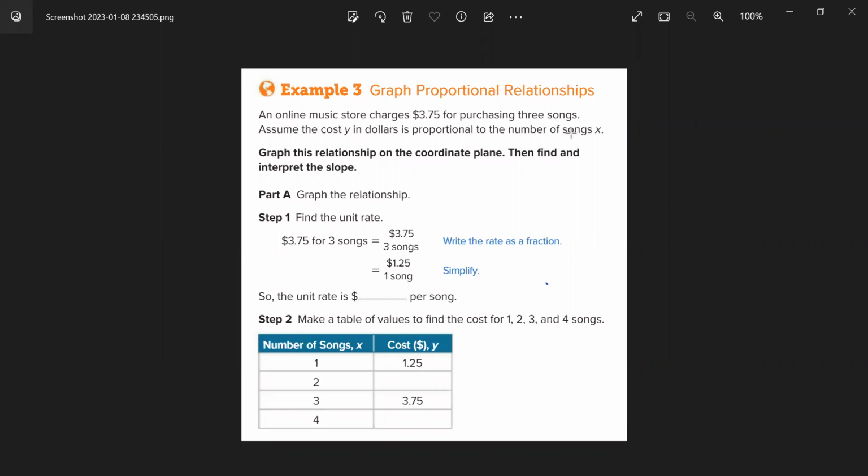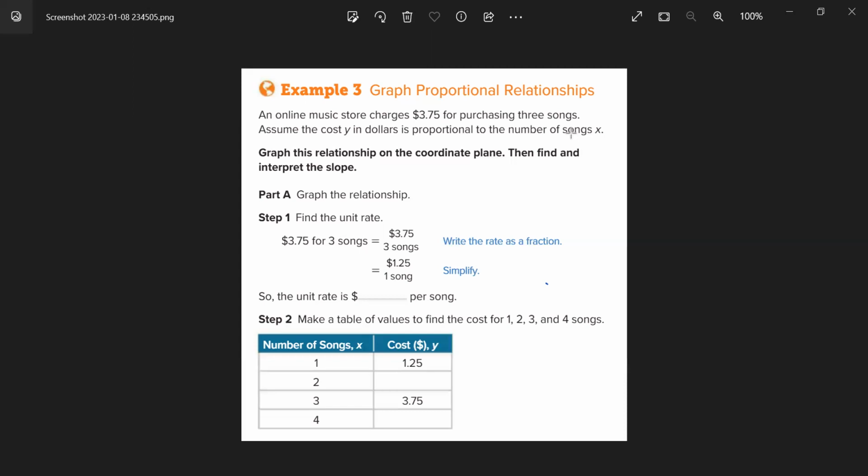In example number 3, it says an online music store charges $3.75 for purchasing 3 songs. Assume the cost Y in dollars is proportional to the number of songs. Graph this relationship on the coordinate plane, then find and interpret the slope. So we need to graph first.